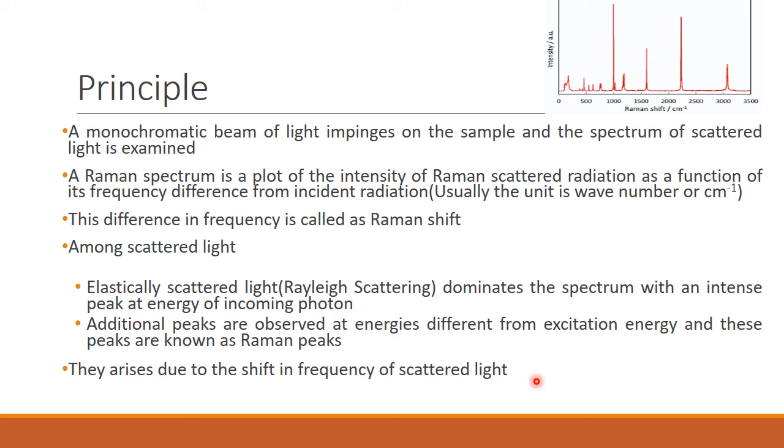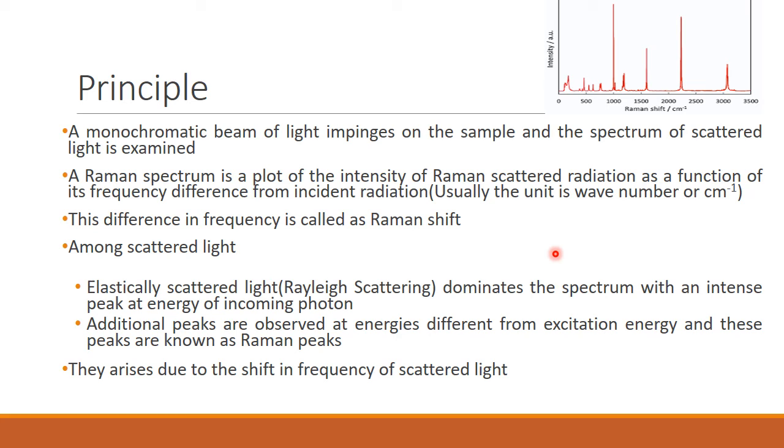Raman spectrum is a plot between intensity and frequency. Sometimes it may be based on Raman shift frequencies. Raman shift frequency means the difference between the frequency of the incident ray and the frequency of the Raman scattered light. The difference between them is defined as the Raman shift, and based on that we will be obtaining different peaks.